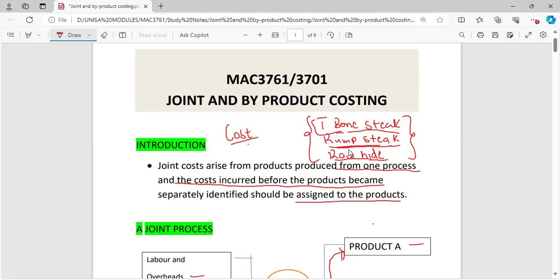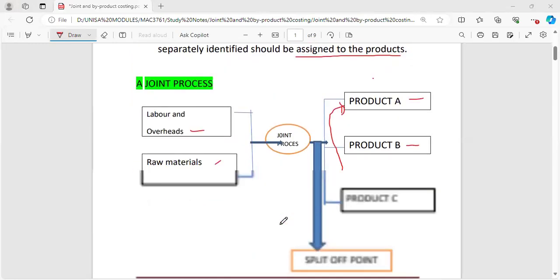So in your questions, how do you determine that this is a byproduct? Mostly a byproduct will have a very, very low value. So that's how you will determine this is a byproduct in a question. It will have a very, very low value. So in that case, it becomes a byproduct. But let's go through the notes so that we explain some of them.